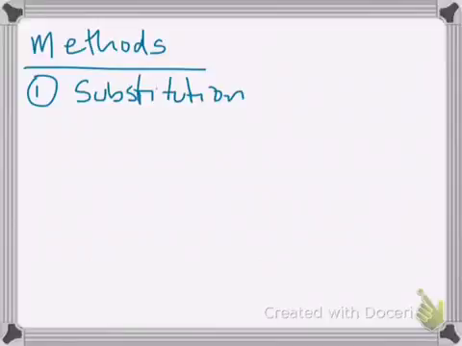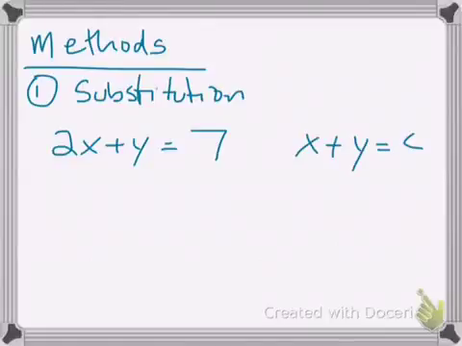Okay? So a substitution equation might look something like this. 2x plus y equals 7, and x plus y equals 4. And I like to write systems of equations side by side so we can go back and forth with our substitutions.